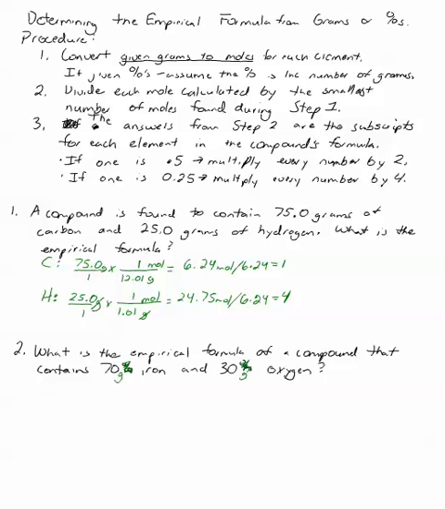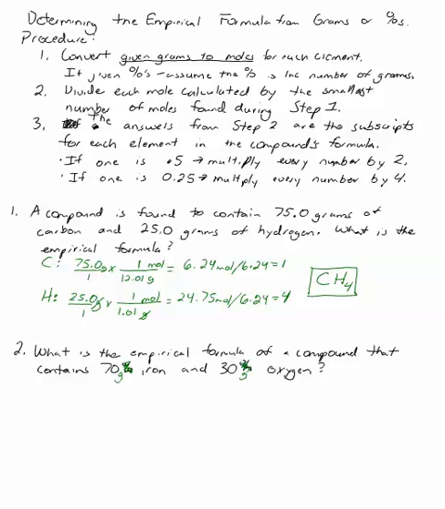On step 3, it says the answers from step 2 are the subscripts for each element in the compound's formula. So our formula is C. We don't need to put the 1 there. And I have H and I have 4 of our hydrogens. That gives you your final formula of CH4. Now let's go on to the next one.